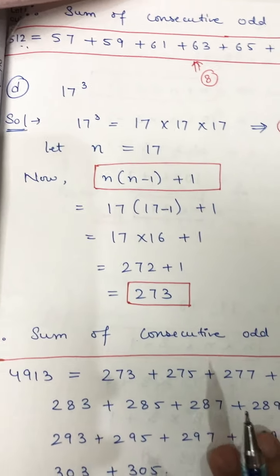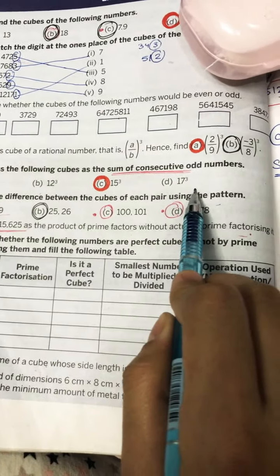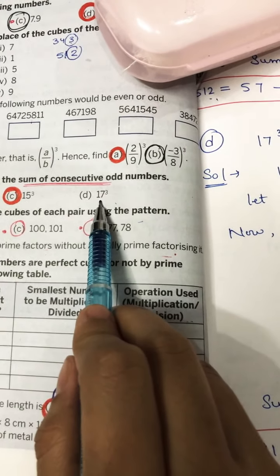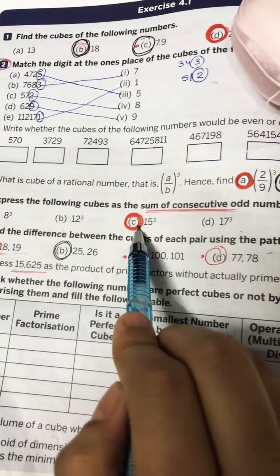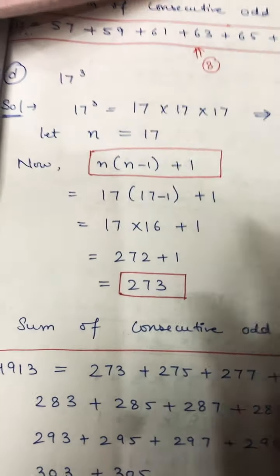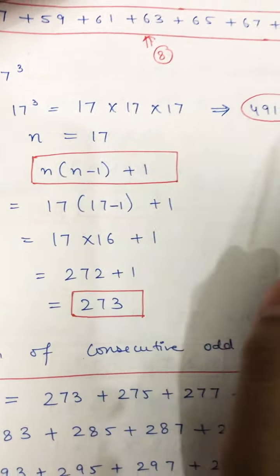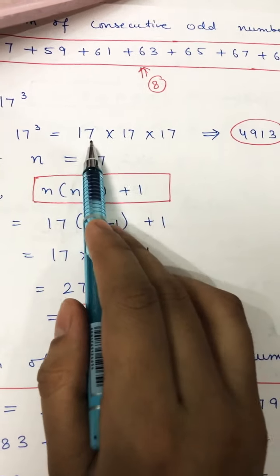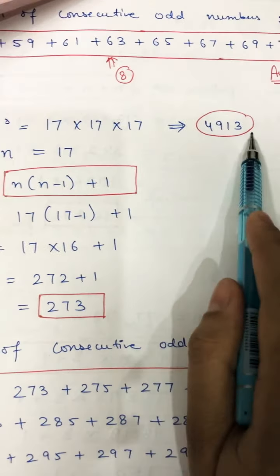Now there are 4 parts in the question, A, B, C, D. I am going to tell you the D part now. The 2 parts, B and C, you have to do on your own. Now the D part: the question is 17 cubed. First of all write in the first line: 17 cubed is 17 multiplied by 17 multiplied by 17, which is equal to 4913.